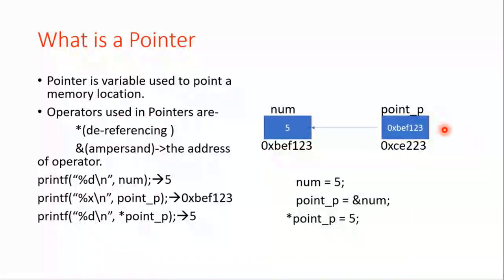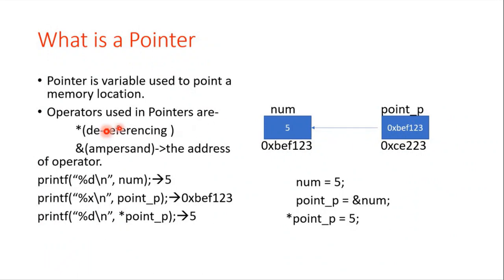What is a pointer? Now you can say that a pointer is a variable which points to another memory location, or which points to an address, or which points to a variable. And a pointer is a variable which holds the address of another variable.